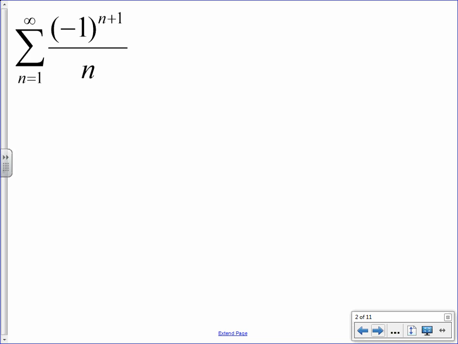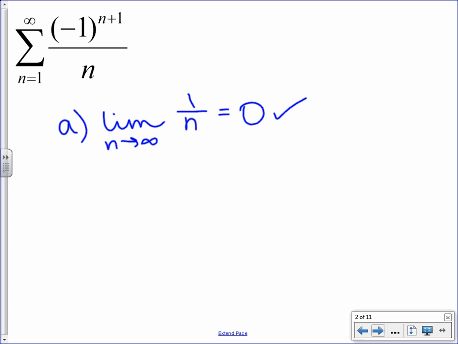Okay, so 1 over n is the a sub n in this case. Now we know it's alternating because we have the negative 1 to the n plus 1. So we need to check two things. We need to check the limit as n approaches infinity of 1 over n. So it's just the sequence, not the series. It is the sequence, correct. Then we need to make sure we're decreasing.